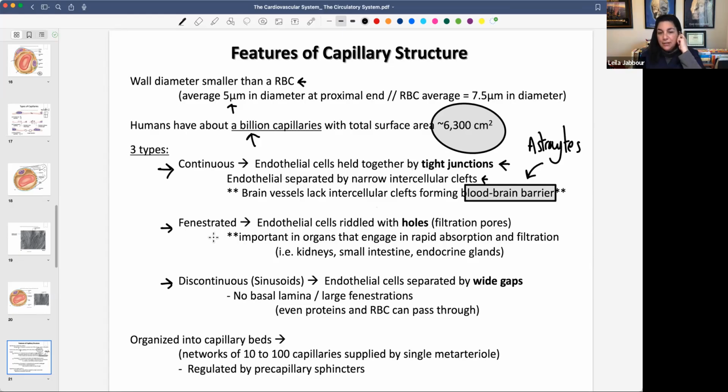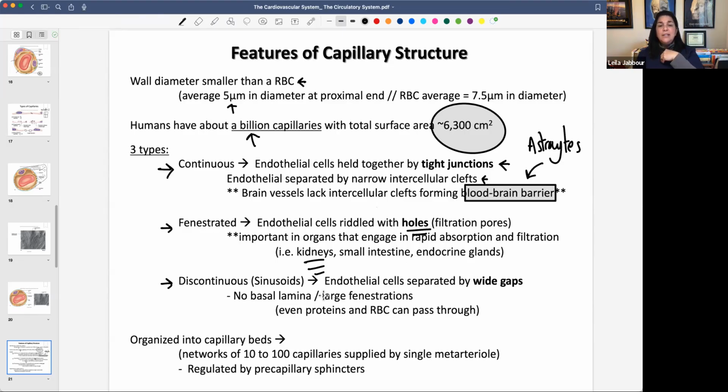So fenestrated vessels are riddled with holes. We saw the beautiful pictures of the microscope. This is important in organs that engage in rapid absorption and filtration. So we'll see them in the kidneys, I had mentioned that to you, the small intestine, and the endocrine glands, because of the rapid movement of things in and out.